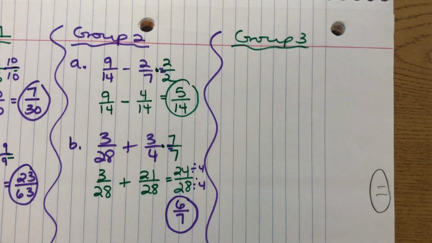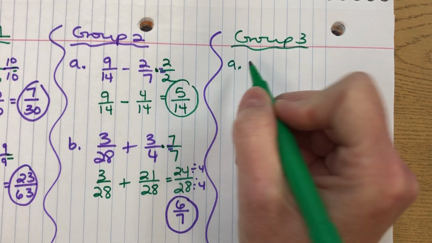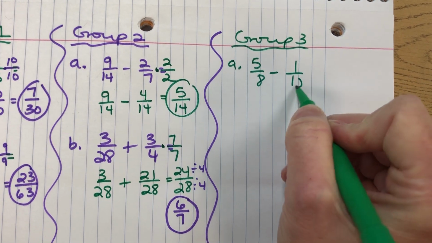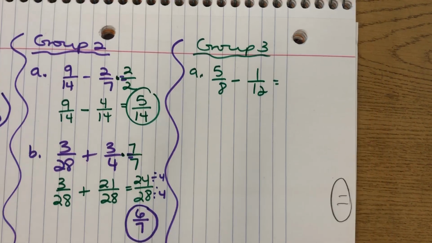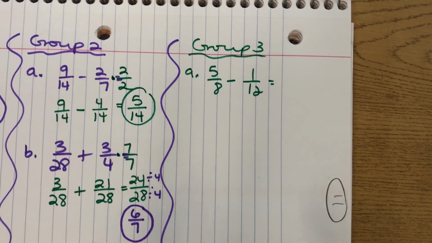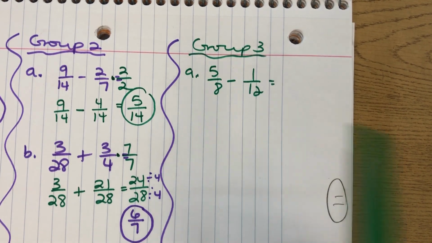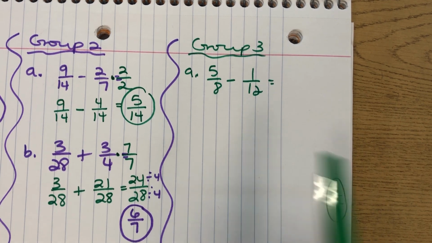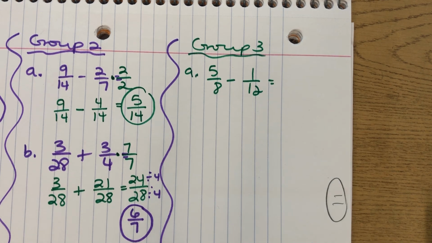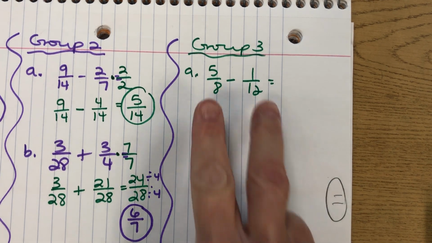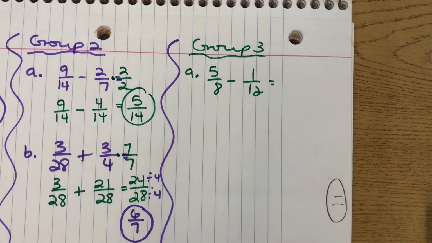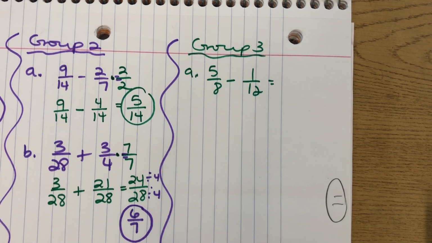All right, so first problem, letter A, is 5/8 minus 1/12. Okay, when I look at this, I know that I can't multiply 8 by something to get 12. And the LCM of this is not actually 96. I wouldn't take 8 and 12 and multiply those together. That's not the first number that they'd have in common if I counted by them. That's what the LCM basically is.